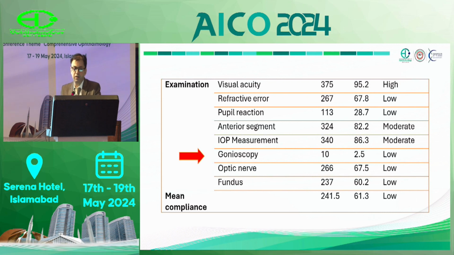Coming to the examination, again there was low to moderate compliance level. You can see gonioscopy: only 2.5% of the ophthalmologists did gonioscopy on their patients. So it's a very low level of compliance. Even if you see the IOP measurement, 86% of people checked IOP in their settings. So again, we are saying that glaucoma is all about IOP, and you are just checking IOP in 86%, which means we are not doing justice to our patients.